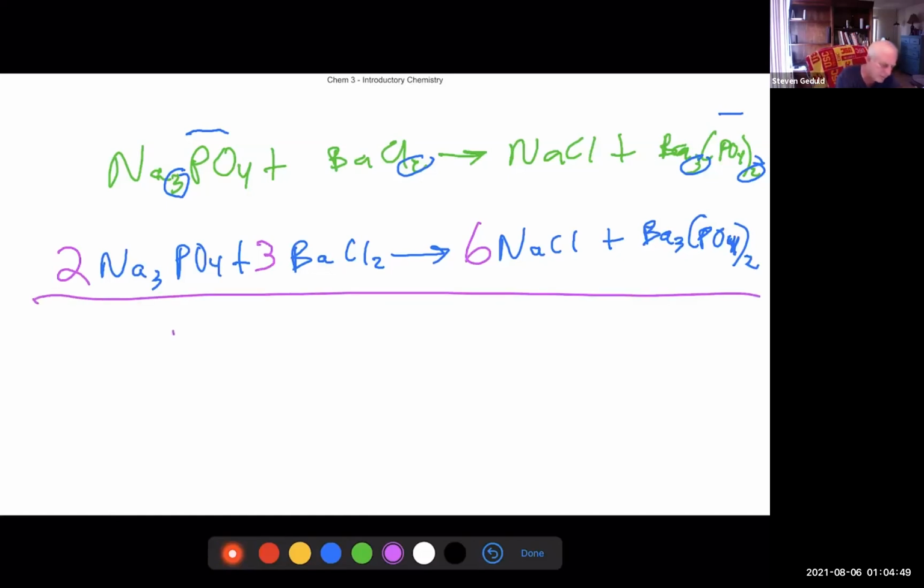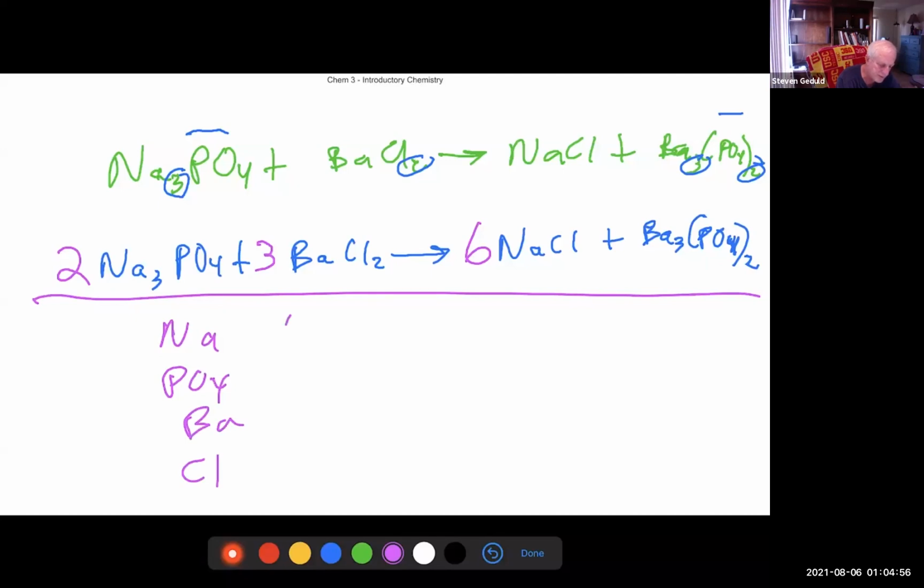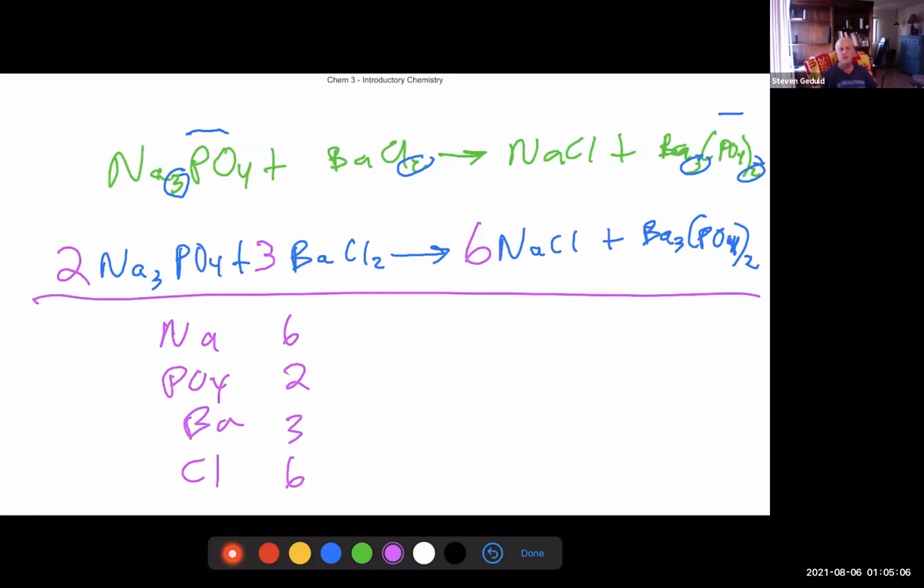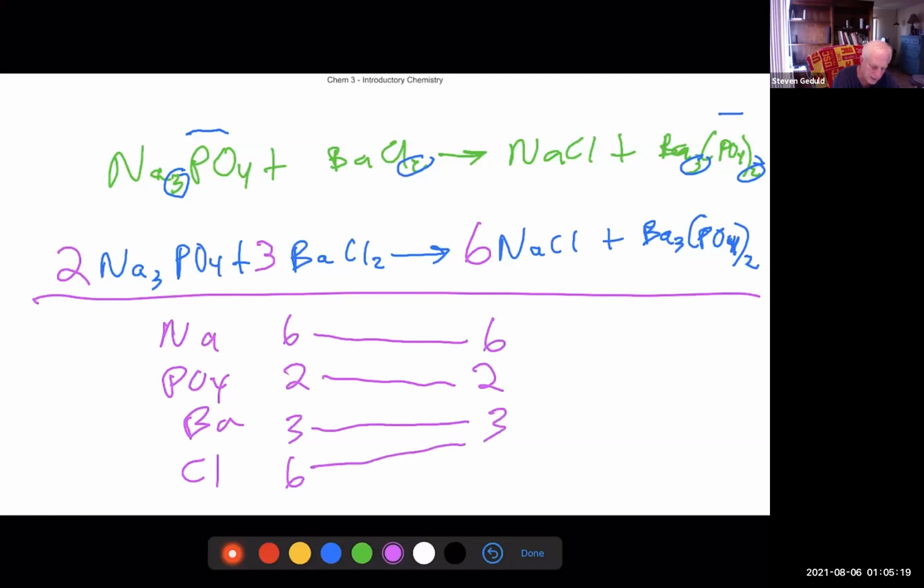Let's see, we have sodium, we have phosphate, we have barium, and we have chlorines. On the left side, sodium, we have 6. PO4s, we have 2. Bariums, we have 3. Chlorines, we have 6. Counting those out on the right side, we have sodium, 6. Phosphate, 2. Barium, 3. Chlorine, 6. They all match. And there's your balanced chemical equation.